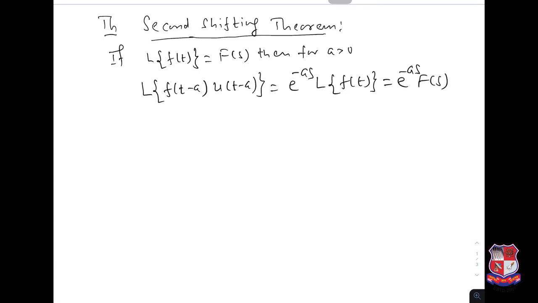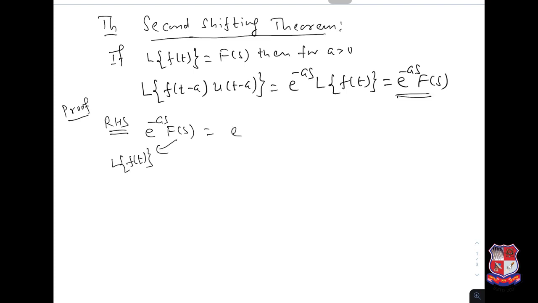So this is the theorem, and it is not difficult to prove also. We can take the right hand side and then we can prove it for the left hand side. So let us prove that theorem. So let us take the right hand side. That is e power minus as F of s. F of s is nothing but the Laplace transformation of f of t.